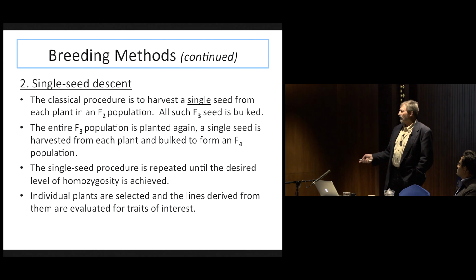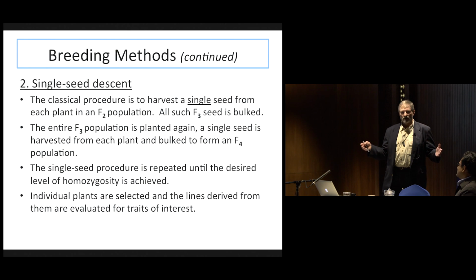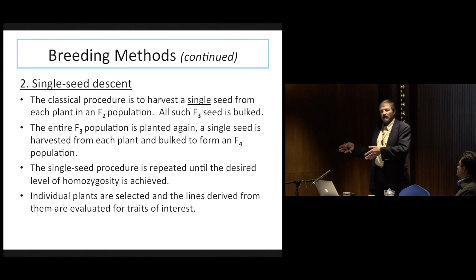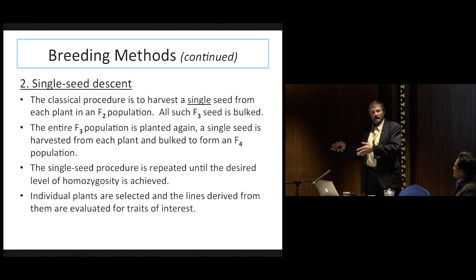And at that point, you would select individual plants and derive individual lines from them. The objective of the single seed descent method is that there is an effort to maintain the genetic variation within the population and go to homozygosity while retaining the maximum genetic variation within the population. I don't know of too many people who use it because it can be pretty intensive, but for specific traits, it can be quite effective.